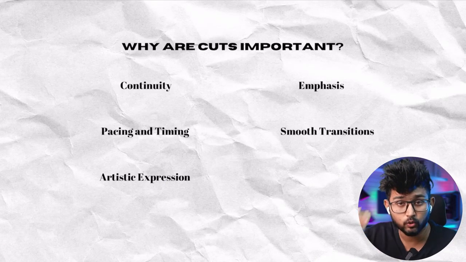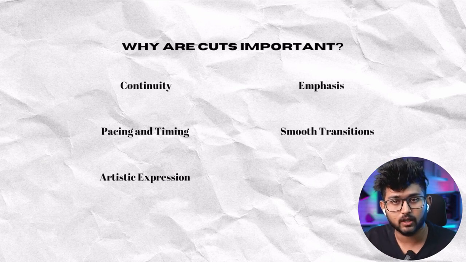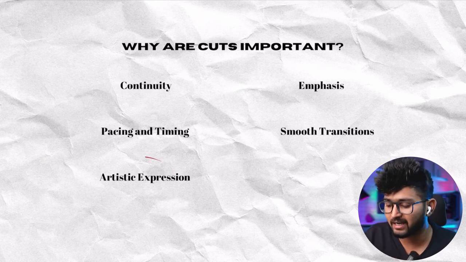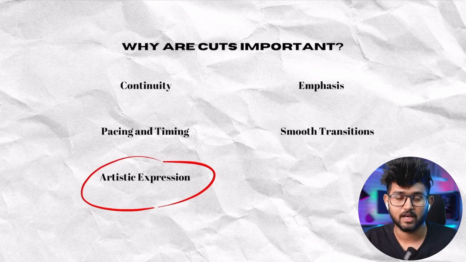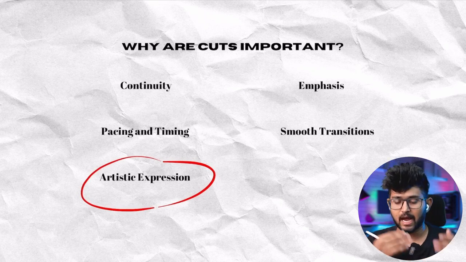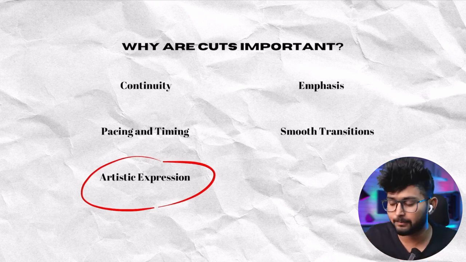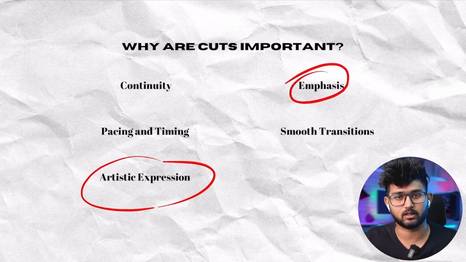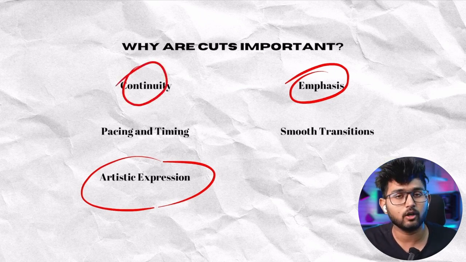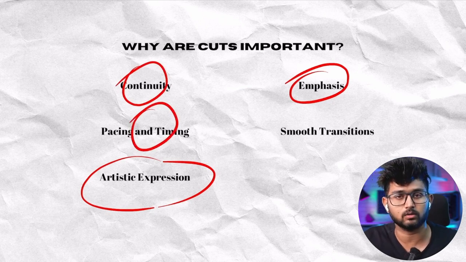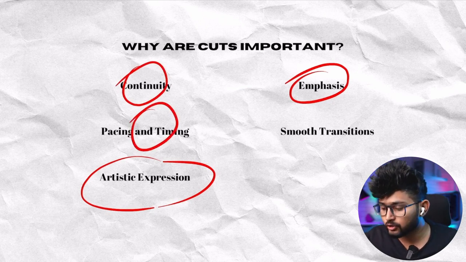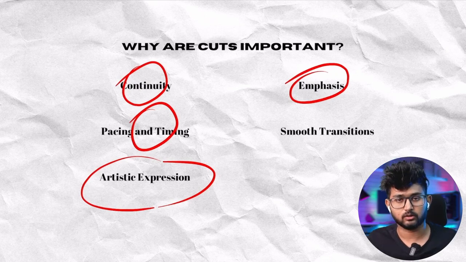Certain video editors use different types of cuts as a symbol of artistic expression, right? Imagine if you watch my B-rolls, I usually prefer doing this smooth transition inside them. I also use different types of cuts for emphasis on certain aspects, for continuity in a scene, for pacing and timing during the B-rolls, and as an artistic expression, right?